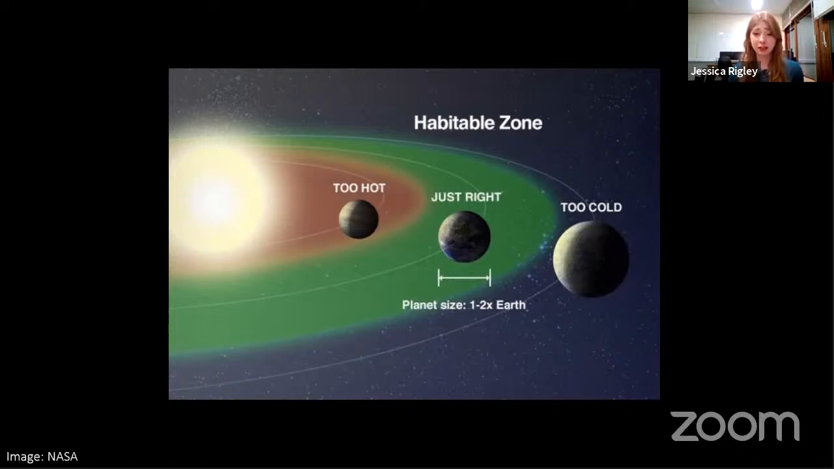Whereas, for example, Venus is just on the inner edge of the habitable zone, and Mars is just on the outer boundary of our habitable zone. And I should mention that even though it's called the habitable zone, just because a planet lies in the habitable zone doesn't necessarily mean it has life or could have life. We just use this as a metric to try and say, where could we have planets with life?